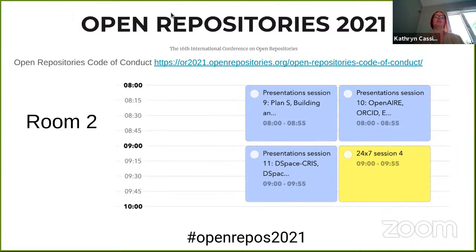I'd just like to remind everybody that we have a code of conduct for Open Repositories, and the link is there at the top. Of course, the OR community are wonderful people, and there haven't been any issues. But if you do witness any behavior that you don't think is appropriate, or if you experience any, do go check out the code of conduct. There are email addresses you can contact there, or you can contact the hosts of any of the sessions.